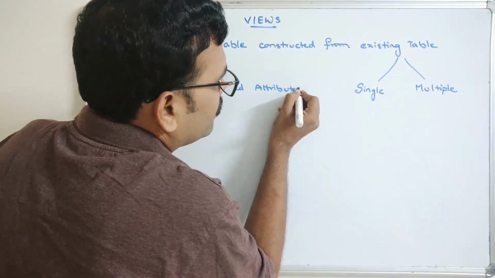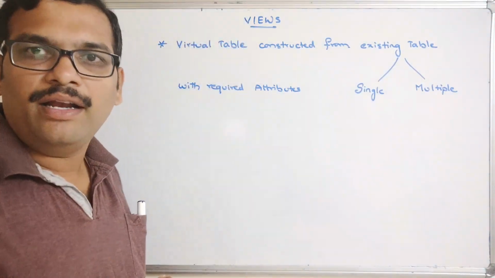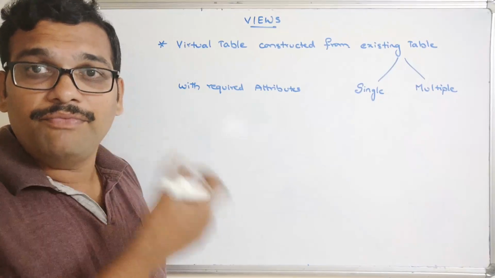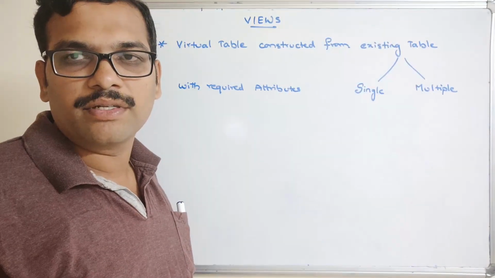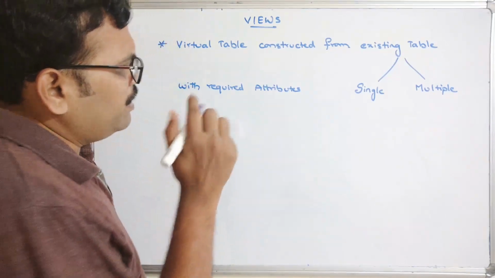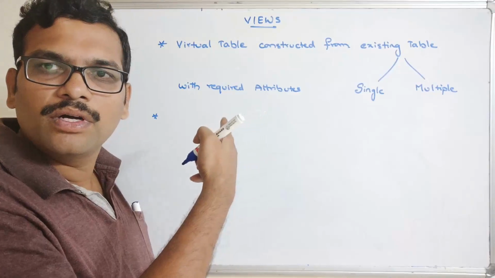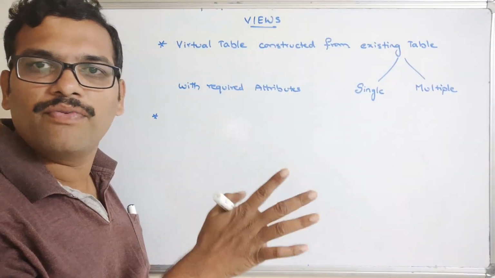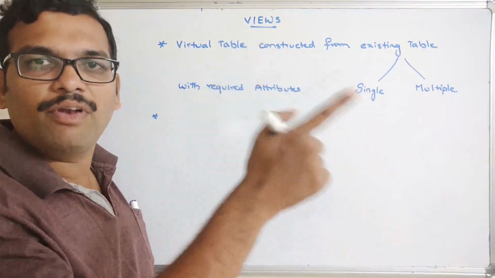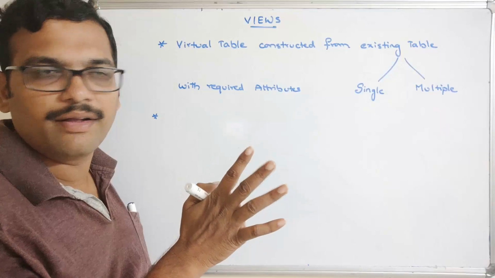That means it doesn't mean all the attributes should be there, right? So we can create a view with the required attributes from a single table or multiple tables, right? If you modify any data in this view, that will be reflected on the original table, and if you do any modification on the original table, that will be reflected on this view. So these two are correlated, right?